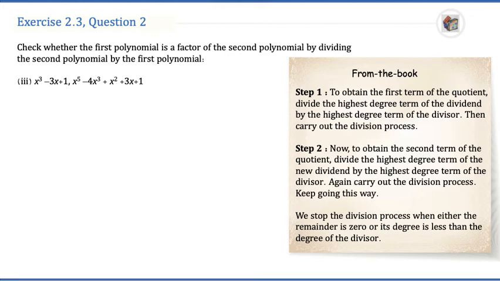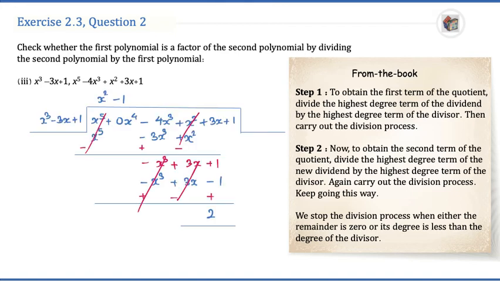Alright, here you go. Here's part 3. Pause the video, try the division, and then when you play it, you'll see it out. Alright, I hope you tried. Here is part 3. So here on division, the final remainder that we get is 2, and 2 of course is non-zero. So since the remainder is not 0, the second one is not a multiple of the first, or you can say that the first one is not a factor of the second, and we're done.